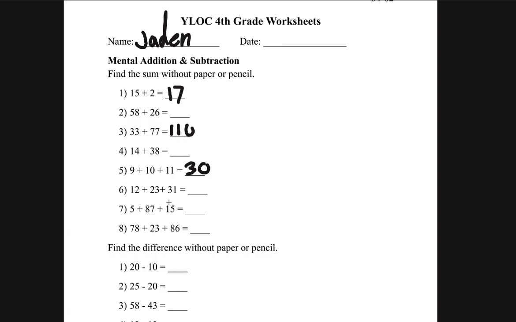Mental math is all about looking at the ones place and seeing what order is the easiest to go. So let's look at number 7. I'm not going to do 5 plus 87 first, but instead I'm going to do 15 plus 5, and then you get 20. 20 plus 87 is way easier than 87 plus 5 plus 15. So it'll be 20 plus 87, and then you're going to get 107.